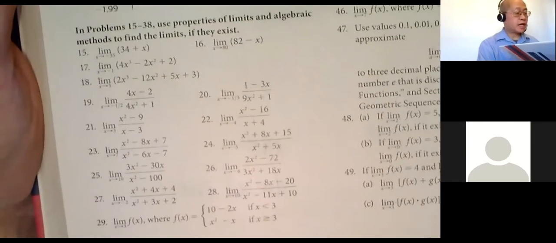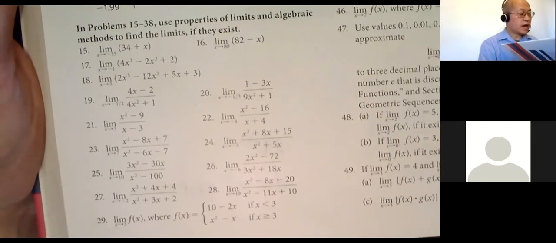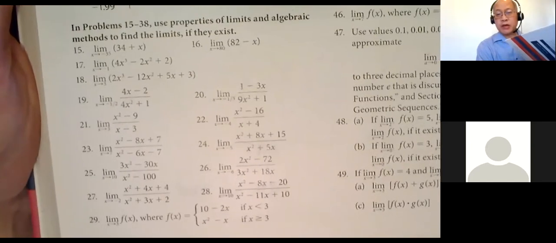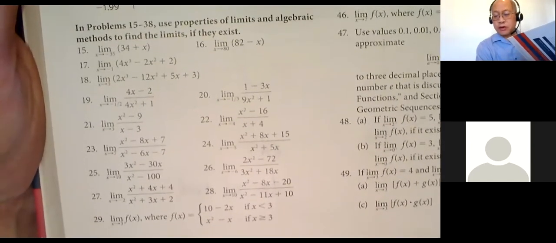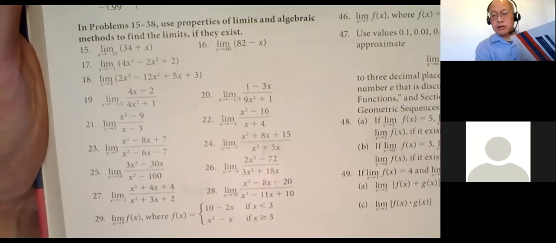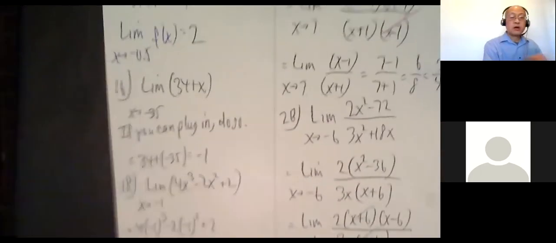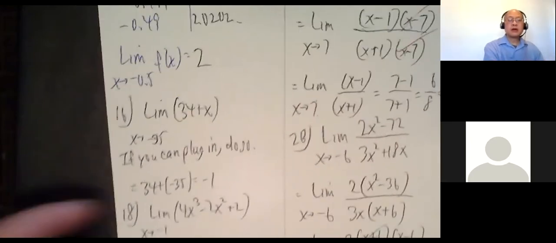So again, I'll go down to evens. I'll show you 16. It's very much like 15. I'll do 18. It's very much like 17. And so 20, 22, 24, 26, and so on. And you do 19, 21, and so forth, or whatever the equivalent is in your book. So 16, please.